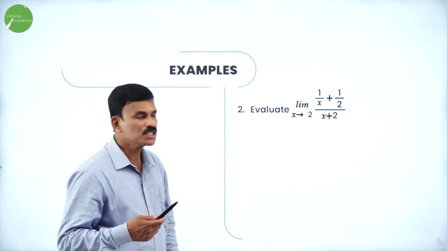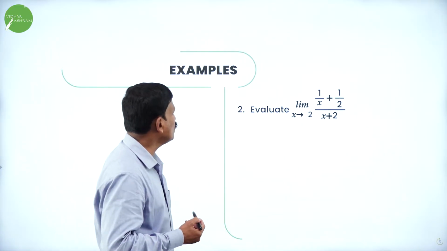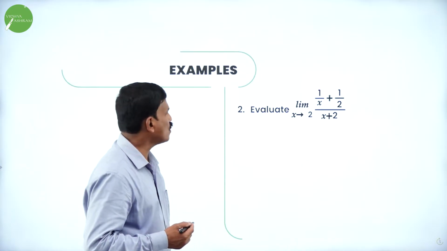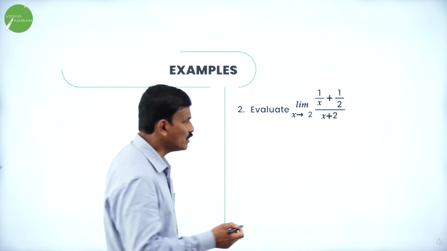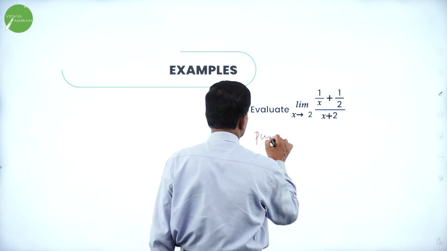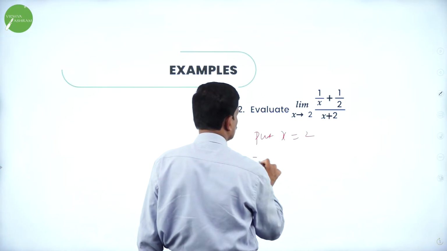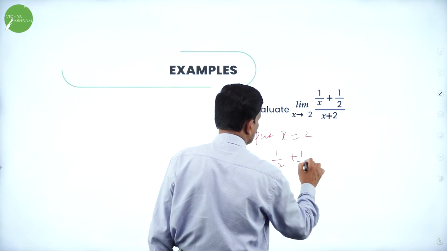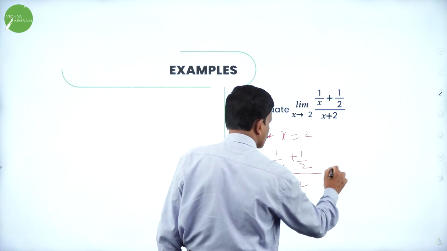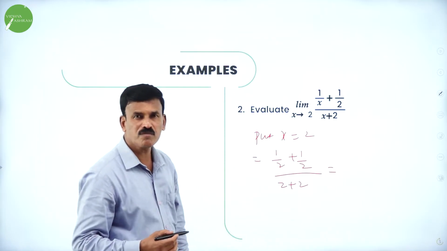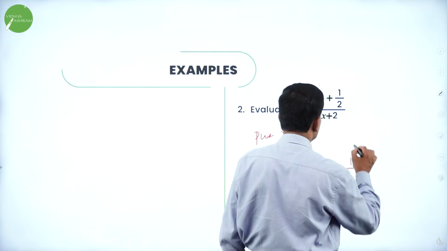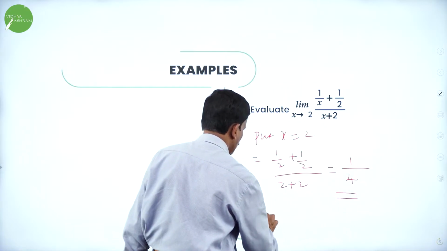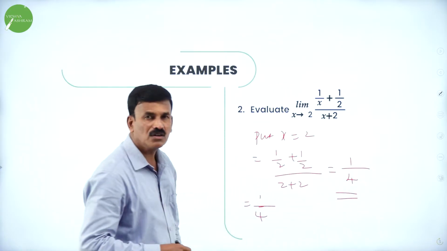Now let us come to the next problem. What is the next problem? Evaluate limit x tends to 2 of 1 over x plus 1 by 2 divided by x plus 2. So straight away substitute the value of x. Put x is equal to 2. Then this is 1 by 2 plus 1 by 2 divided by 2 plus 2. Half plus half is 1 divided by 2 plus 2 is 4. So the simplified answer for this is 1 by 4, which is the value of the limit.